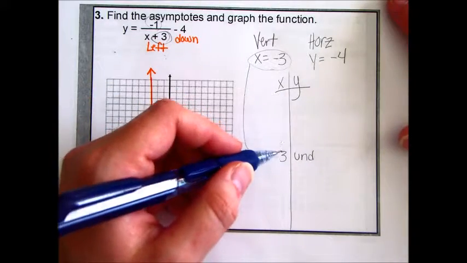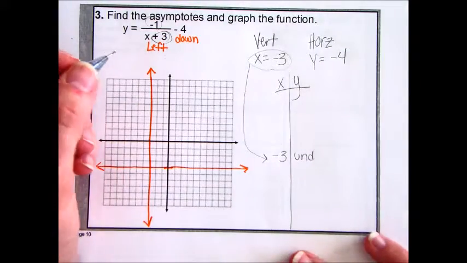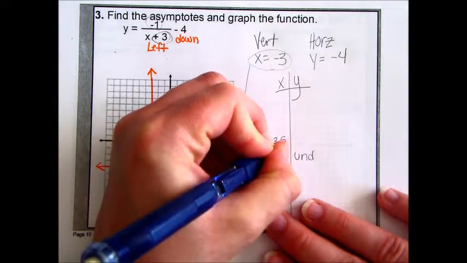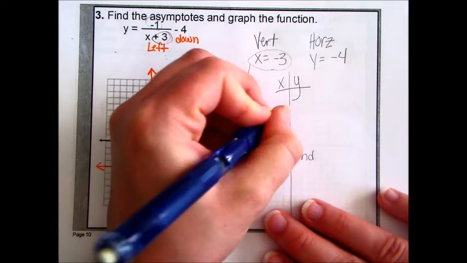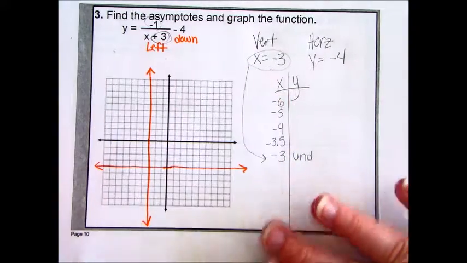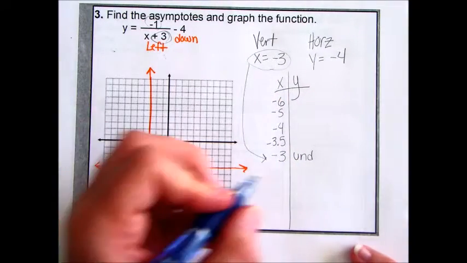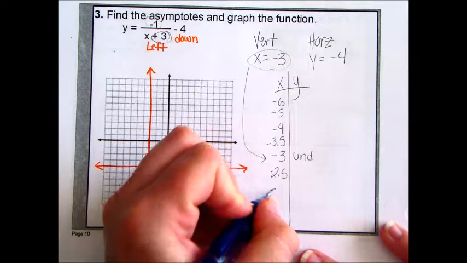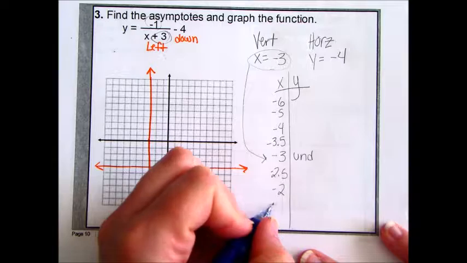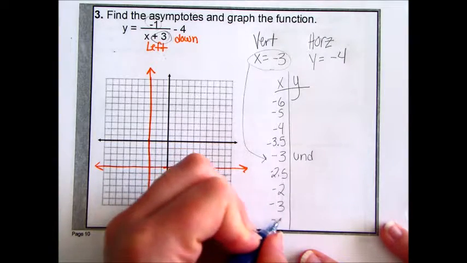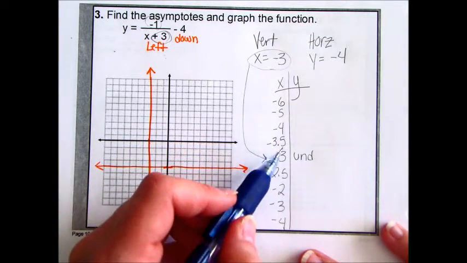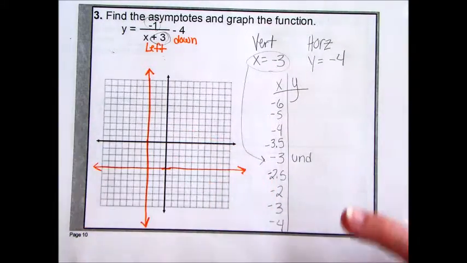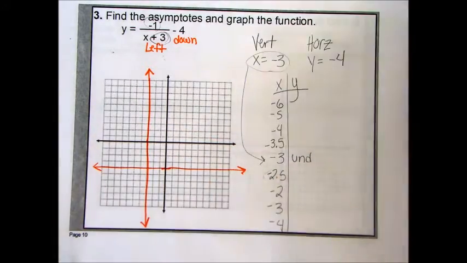All right, so negative 3, I'm going to go to negative, just a little bit, like negative 3.5, and then negative 4, negative 5, negative 6. That should give me a pretty good graph. And then a little higher, negative 2.5, negative 2, negative 3, negative 4. It might be a good idea for us to get used to doing a decimal one there, just so we can get a nice, pretty graph and know what it really looks like.